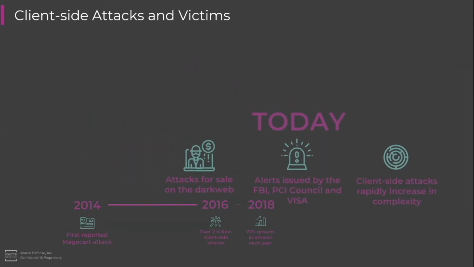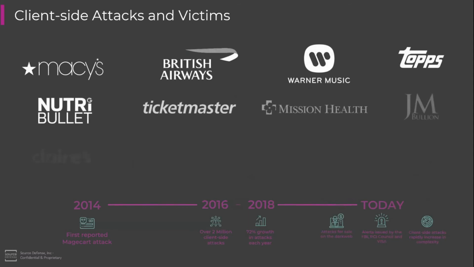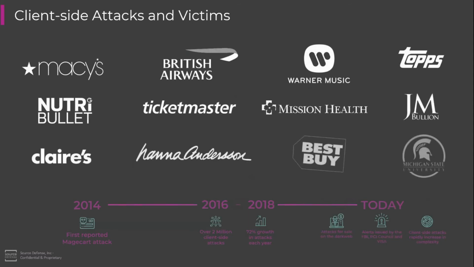Some of the victims that we know about in the public, we know of victims across many different industries. There's a lot of e-commerce, travel, events. There are some financial institutions, higher education institutions, things like Macy's, British Airways, Ticketmaster. Those have made the news. Hannah Anderson here, children's clothing, made the news in California going after CCPA. Hannah Anderson was a co-defendant along with Salesforce for a CCPA violation based on a Magecart attack.